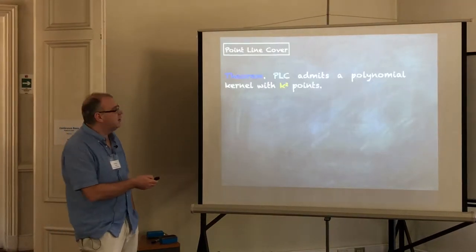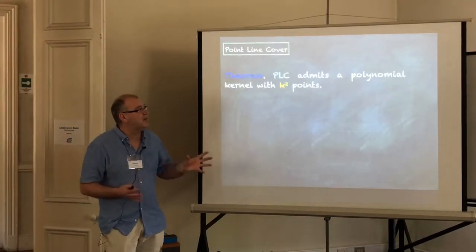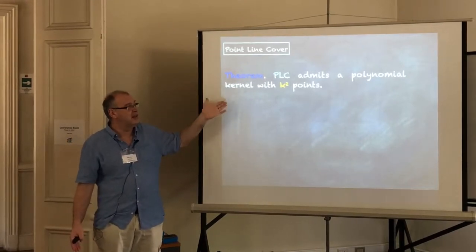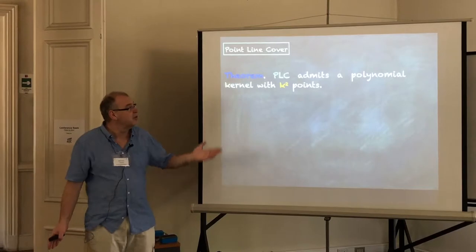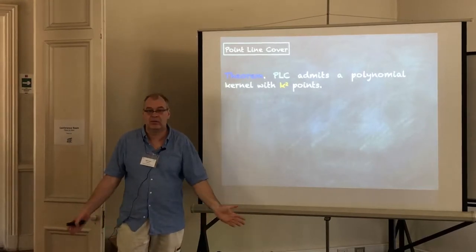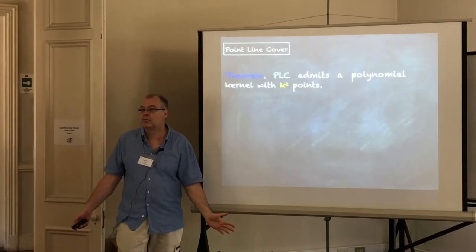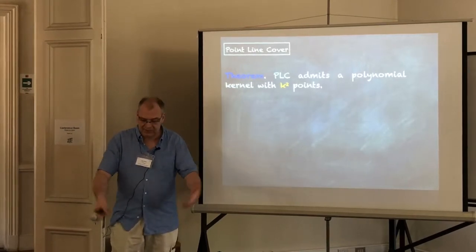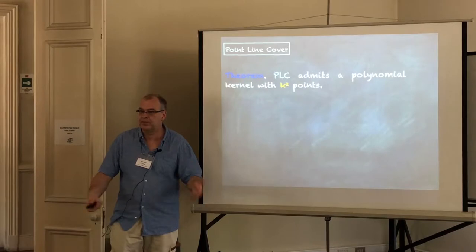Okay, so now that we have defined what a kernel is, I can state the theorem: point line cover admits a polynomial kernel with k square points. It runs in polynomial time and outputs something of size polynomial in k.